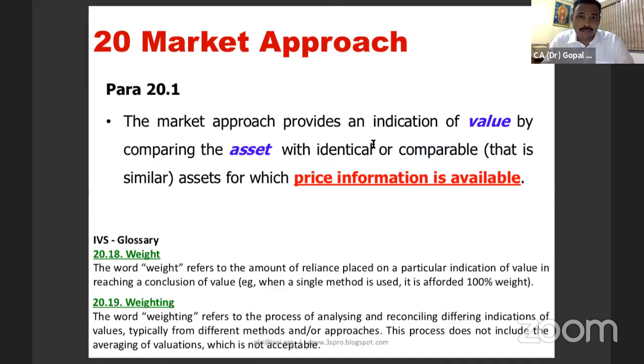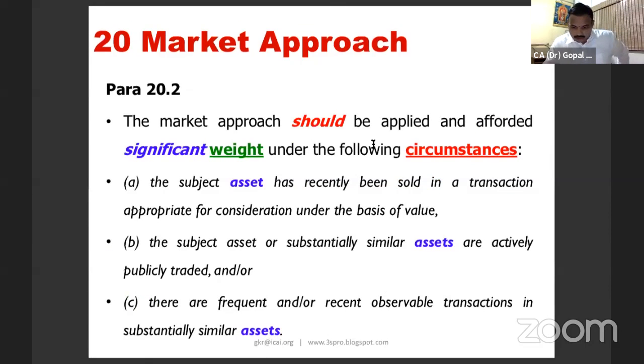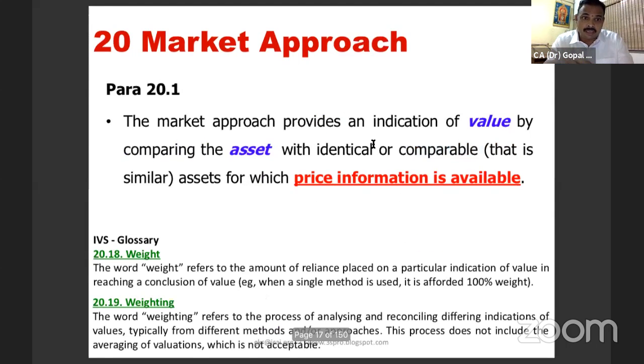So let's see one by one. The market approach. We have para number 20.2, which should be applied and afforded significant weight under the following circumstances. And please understand, there is a difference between weight and weighting. This is given in the IVS glossary.